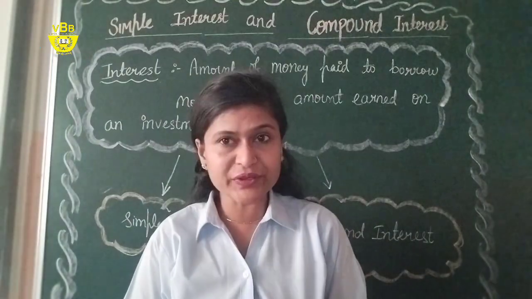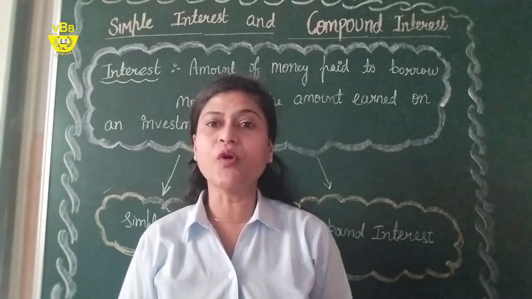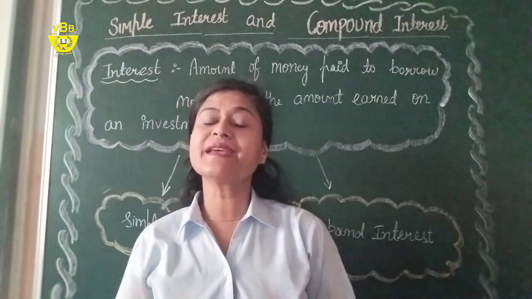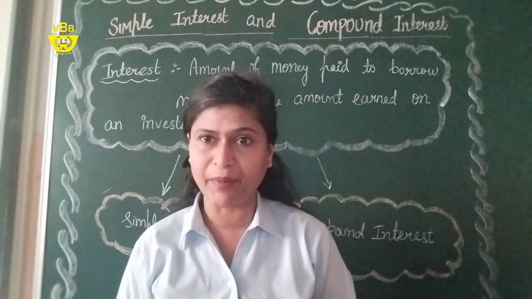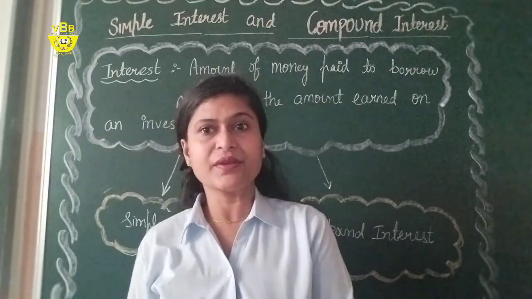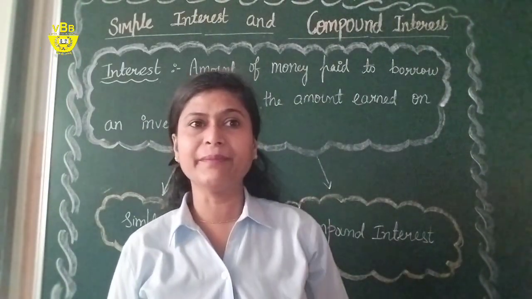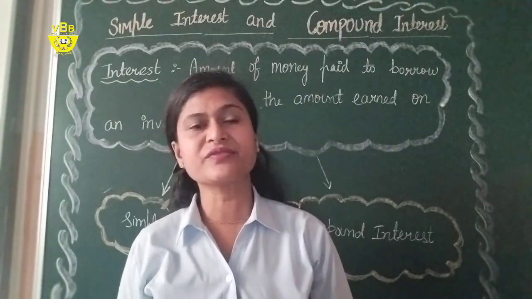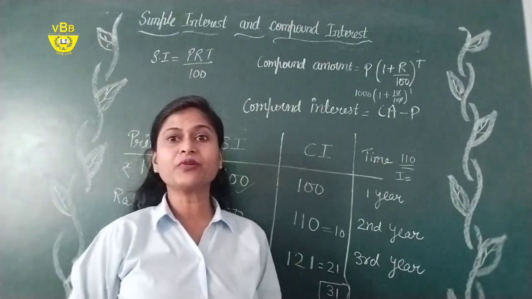Before we start with what simple interest and compound interest are, we need to know what interest is. It is an extra amount that needs to be paid when we borrow or lend an amount. That is called interest. There are different formulas in mathematics to find simple interest and compound interest. So class, how do we find the simple interest?